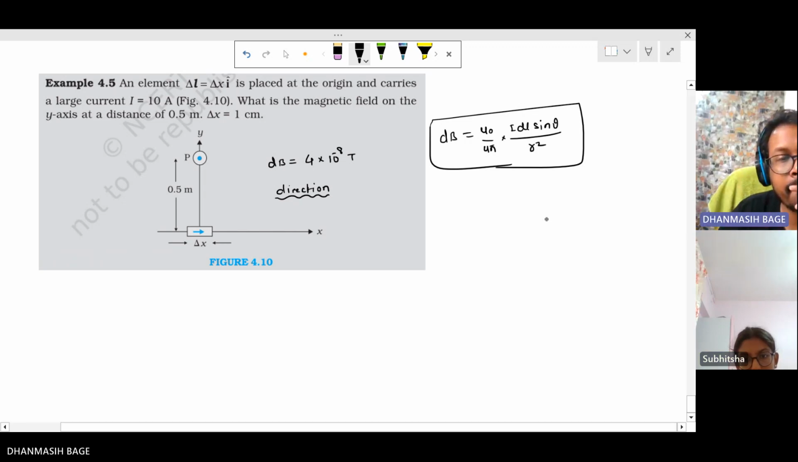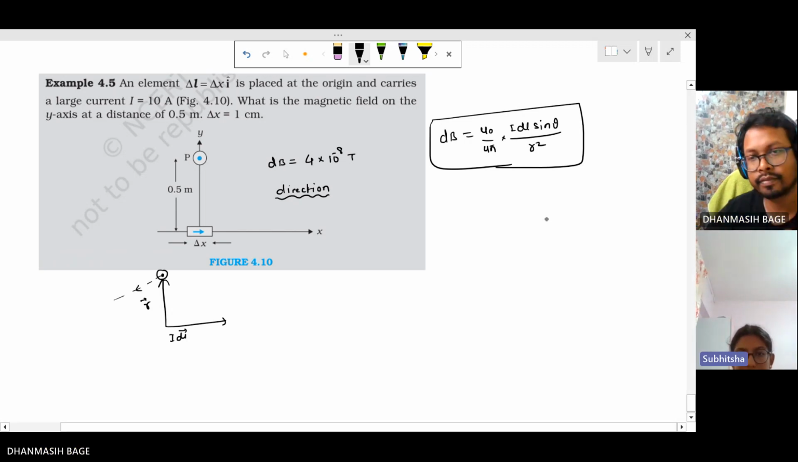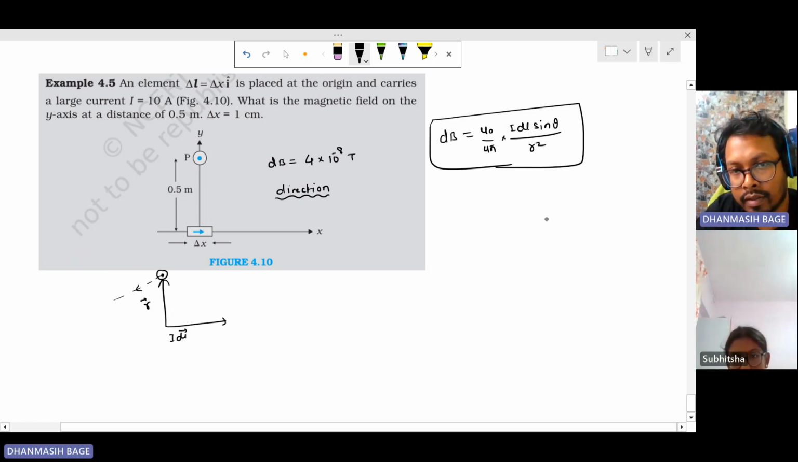Current is in which direction? It is at the origin and carries a large current in ampere. Oh, the direction of current is given in this direction. I dl is in this direction and the R vector is in this direction. I dl cross R will be in this direction, out of the screen. Outwards. Correct.